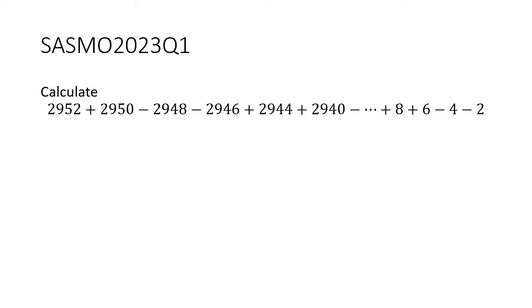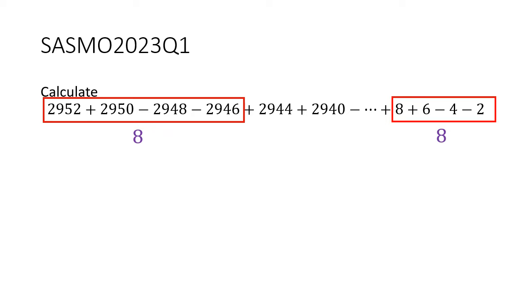Notice that this pattern comes in groups of 4 terms. Each term decreases by 2 and the sign alternates plus plus minus minus. If you evaluate the first group of the 4 terms, it gives a total value of 8. In fact, you can check that every group will give a constant value of 8. So we just need to know how many of these groups there are.